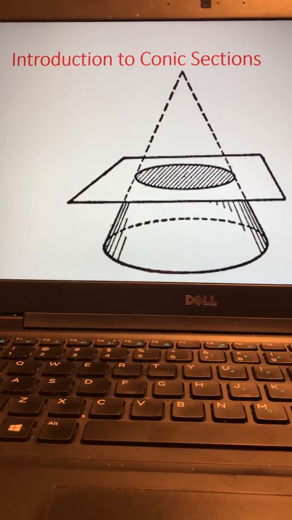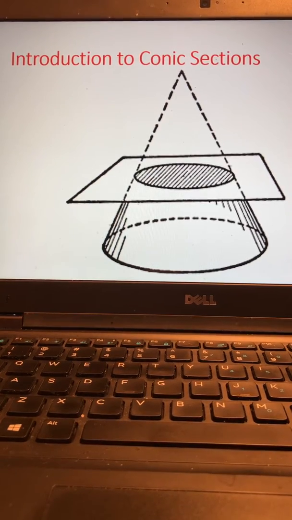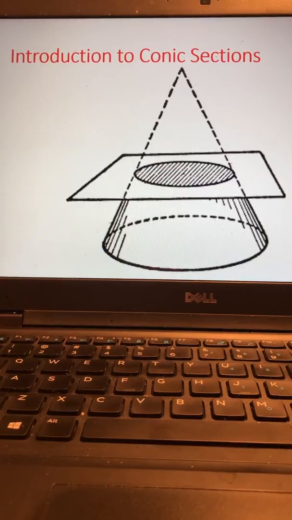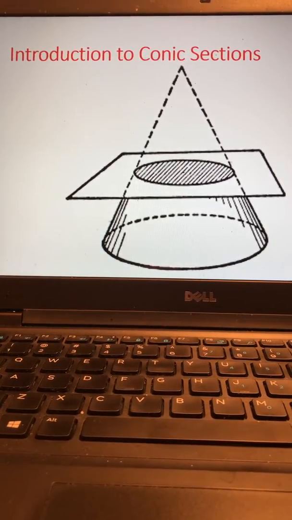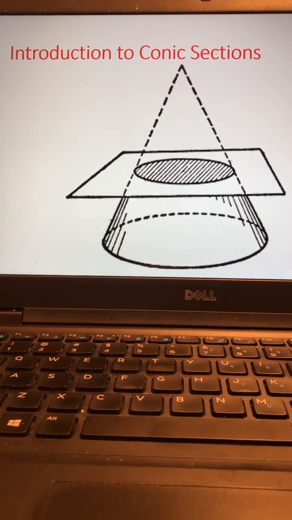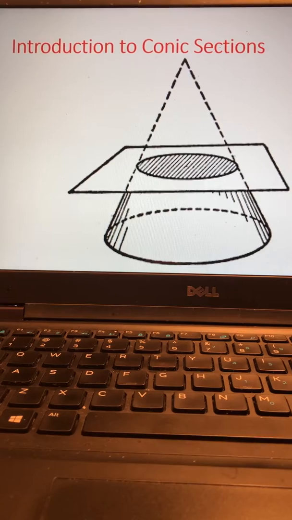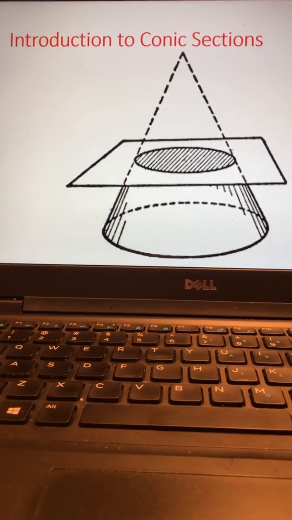And when the cone intersects the plane, depending on the angle of intersection, it's going to form different objects, okay? So if you look at this example here, you see that the plane looks like it's parallel to the ground. This will form a circle, and a circle is going to be the first type of conic section that we study. But other things can happen as well.